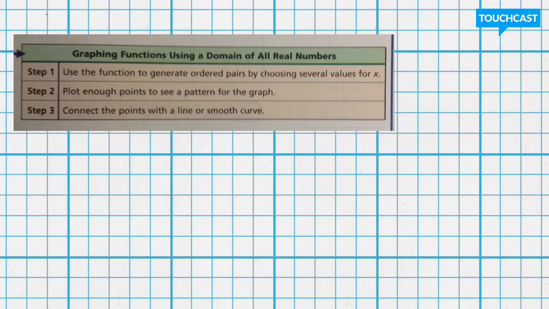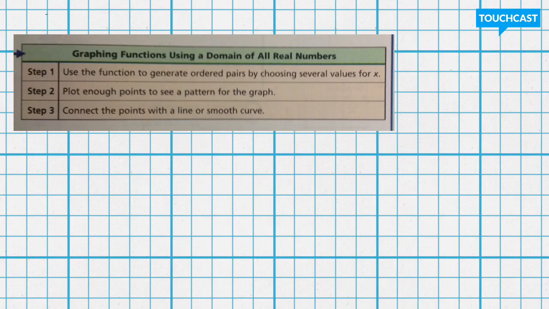If this comes up, we have 3 steps to do. Step 1 is to use the function to generate ordered pairs by picking several values for x. I'm going to say pick about 5. As long as you have 0 and a couple numbers bigger than 0 and a couple numbers smaller than 0, that should be enough for step 1. Step 2 is to plot enough points to see if there's a pattern for the graph. And for step 3, we will connect the points with either a line or a smooth curve.